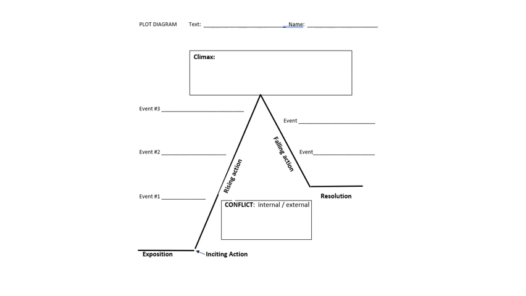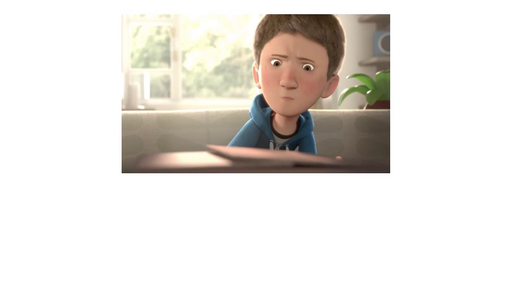Ravens, now you get to try out diagramming a story on your own, or at least with your partner. You're going to take a blank copy of the plot diagram like this, and you're going to do a plot diagram for the story that we saw, the present, the video that we saw, the present. It's really important to figure out a good conflict before you start the narrative structure diagram.